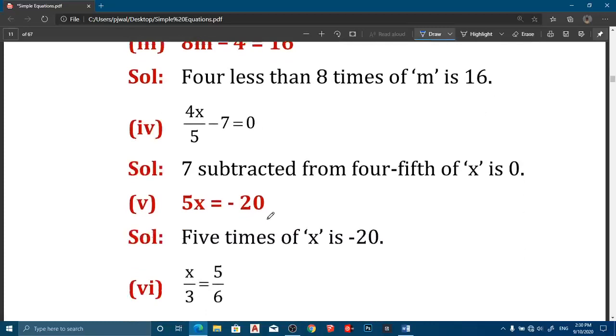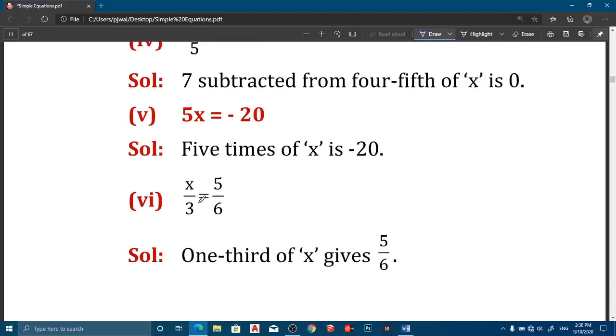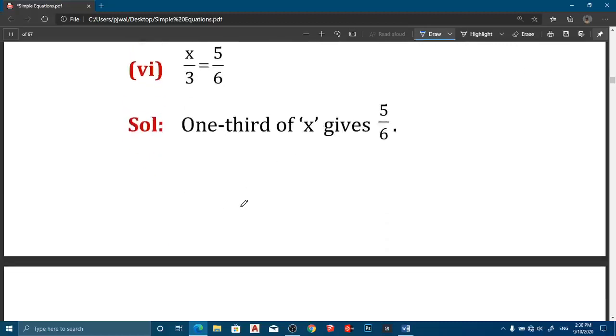Okay. Next, this is very easy. 5 times of x is minus 20. The next one, x by 3 equal to 5 by 6. So how can you write this? This is also very easy. 1/3 of x gives 5 by 6. So this is the sixth.